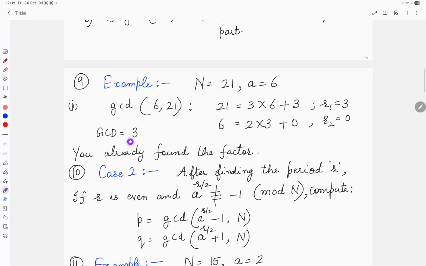The GCD comes out to be 3. It is greater than 1, so no need to further go along with the algorithm. We already found the factor, and one of the factors is 3. So the other we can find out.